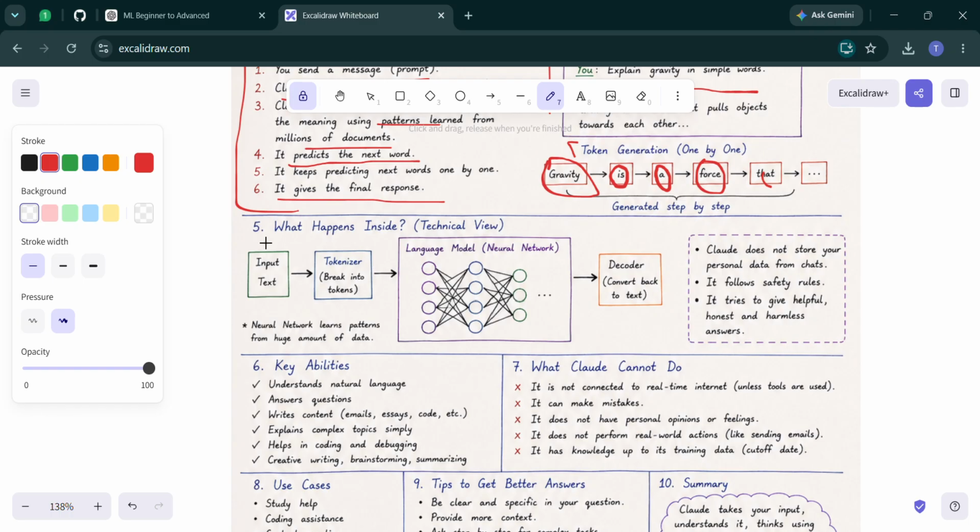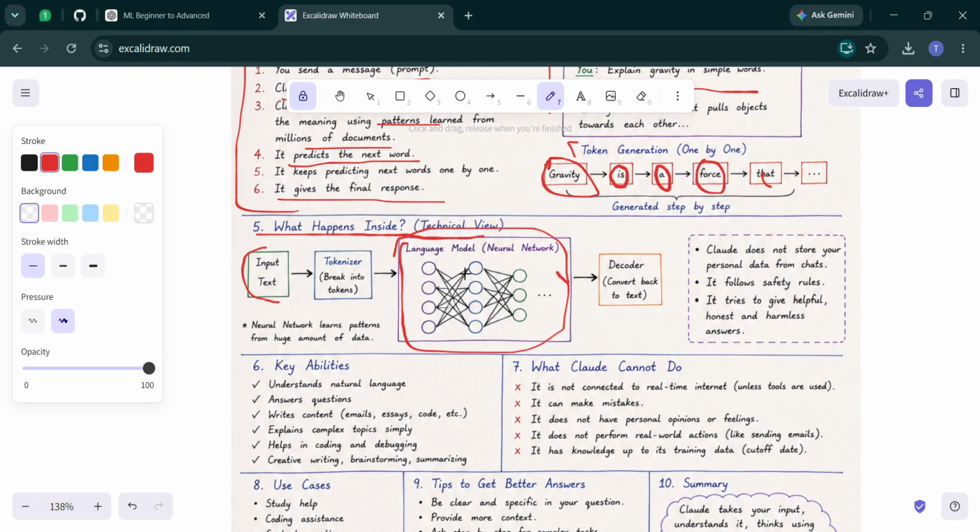This is the technical viewpoint: what happens inside Claude. The first thing is tokenization. It breaks your sentence into small tokens. After that, these tokens go into a huge neural network. Think of the neural network as the brain of Claude.